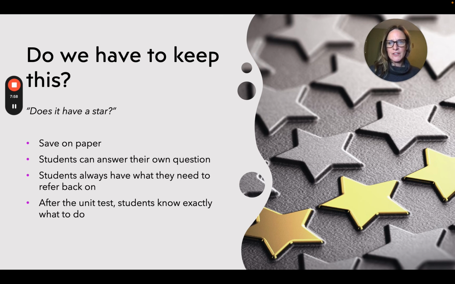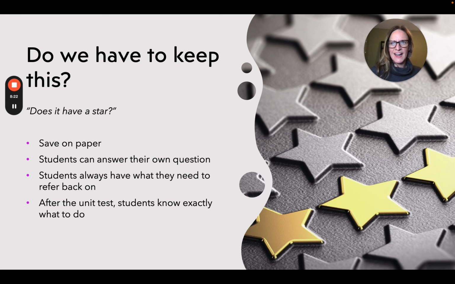Then, after the unit test, students always know exactly what to do. As soon as they finish their test for the unit, the next step is to take out their packet, deconstruct it, and then go through page by page. If it doesn't have a star, it gets recycled. If it has a star, it goes into the correct section of their binder. So this is the binder system.